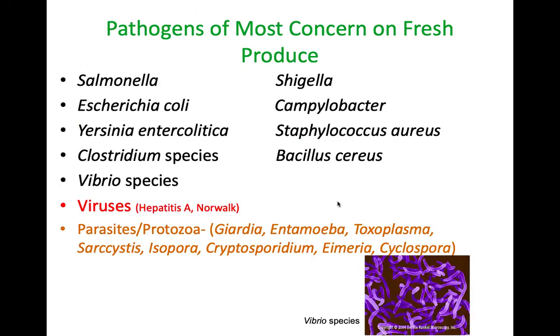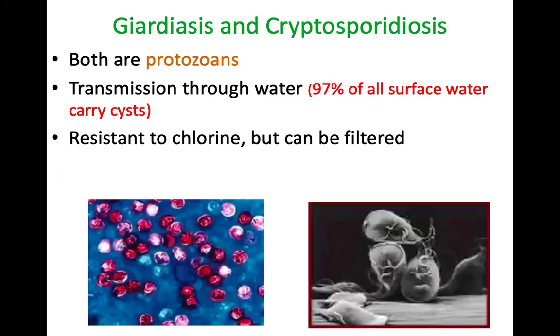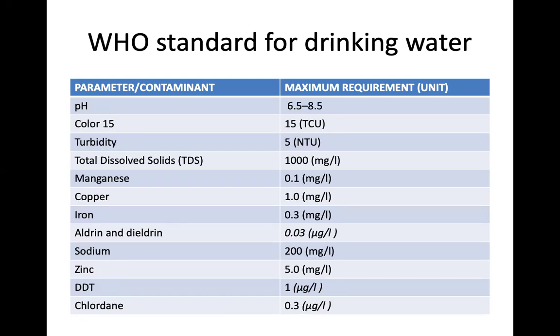These are more pathogens found on fresh produce, protozoa found in surface water, Giardia and Cryptosporidium found in surface water. Now, per the drinking water standard, when you go to EPA and other regulatory bodies, these are the maximum allowable limits by which these chemicals and parameters must not exceed.